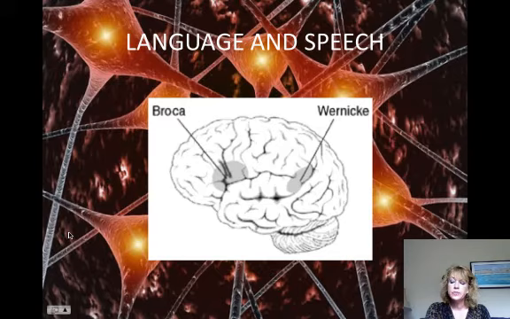Broca's area is for speaking. It is in the frontal lobe in front of the motor cortex. Wernicke's area is posterior of the temporal lobe, and it comprehends speech.